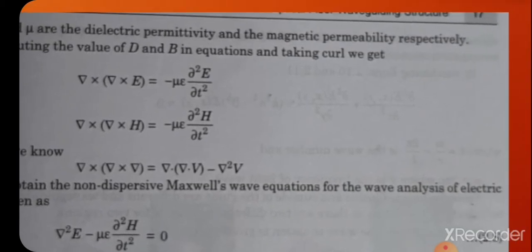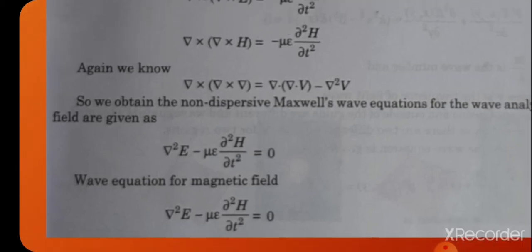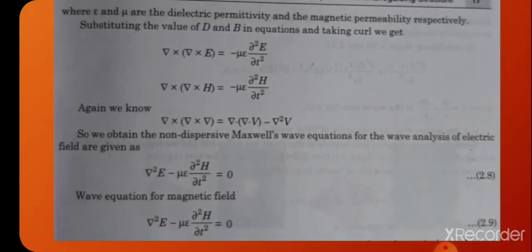These are two equations. Again we have a mathematical relation that del cross del equals del dot V minus del square V. That is a mathematical relationship. So we obtain the non-dispersive Maxwell's wave equations for the wave analysis of the electric field. We can apply this relationship to the above two equations, that is del cross E and del cross H.